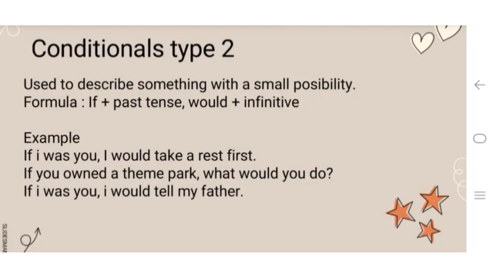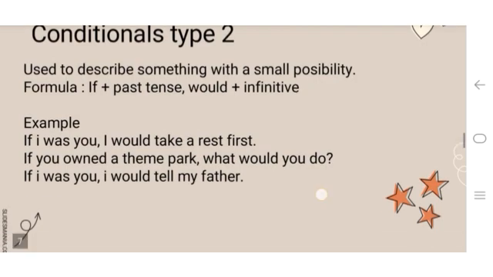Alright, the third is conditional type 2. Conditional type 2 is used to describe something with a small possibility. The formula is if plus past tense plus would plus infinitive. For the example, if I was you, I would take a rest first. If you owned a theme park, what would you do? If I was you, I would tell my father.